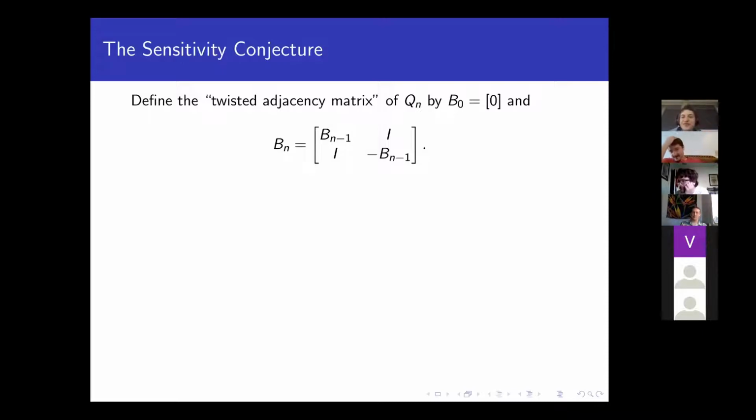And the key observation is the setup. And the setup for Huang is that you don't want to look at the adjacency matrix of the hypercube. You want to look at the twisted adjacency matrix. So this is defined recursively as follows.